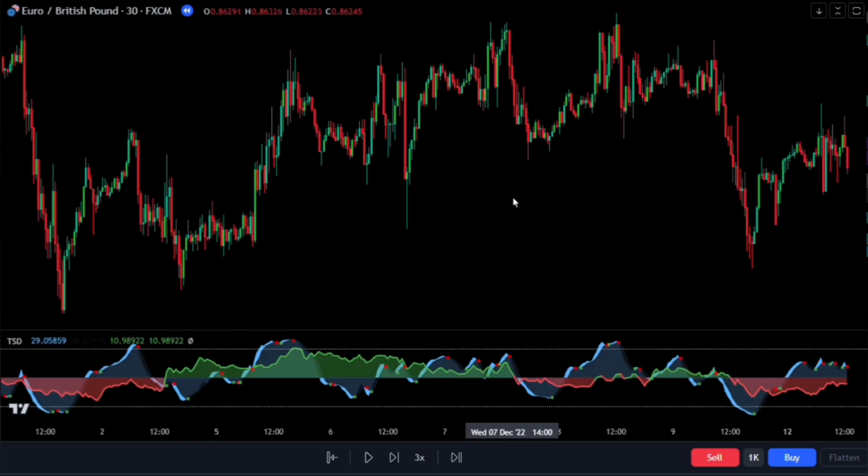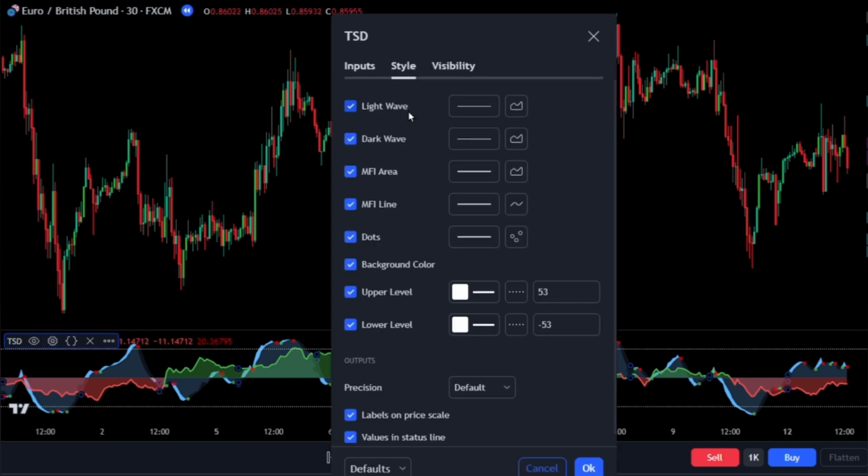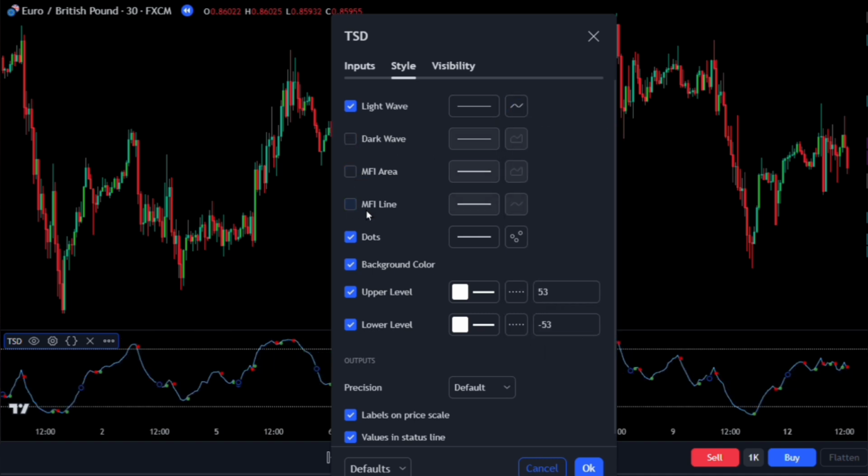Next, let's adjust the indicator settings to make it work well with our strategy. Go to the Indicator Settings tab and click on the Style tab. First, change the light wave to a line and uncheck the dark wave, the MFI area, and the MFI line. Then, scroll down to the upper level and change them to a line. Do the same for the lower line. And that's all we need to do to set it up.